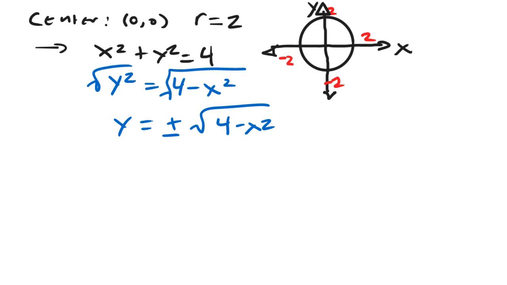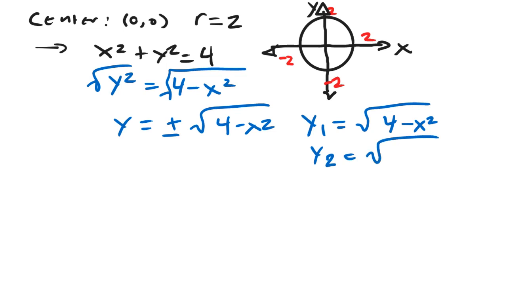So what do we do with that? We would plug in the top half of the circle, 4 minus x squared raised to the 1/2, and then you would plug in y2 equals the square root of 4 minus x squared, but there would be a negative sign in front, okay?